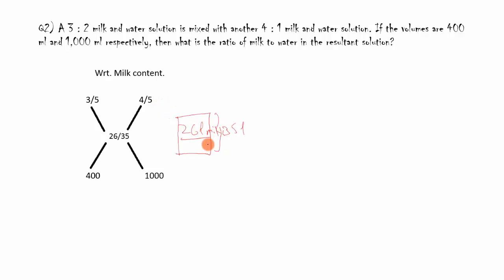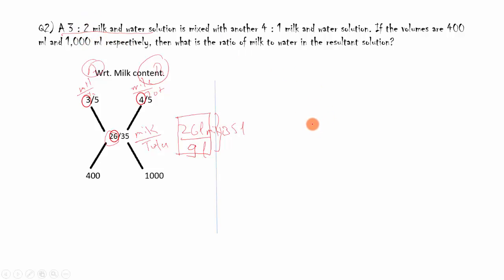How much would be the water? 9 liters water. Rest 9 will be water, right? 26 milk by total. So this is what here also milk by total we have seen, right? Milk by total, milk by total. This was mixture A and this was mixture B. And so 3 is to 2 milk and water meant 3 by 5.